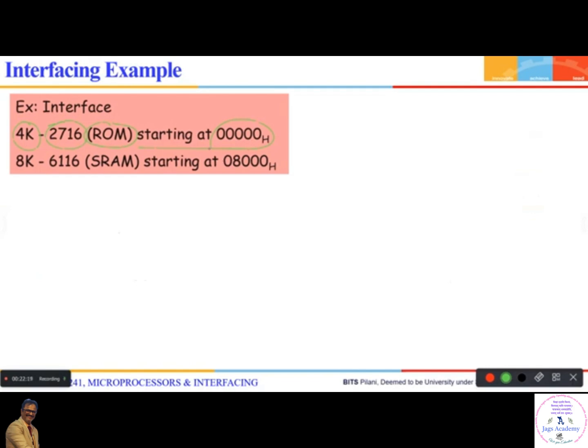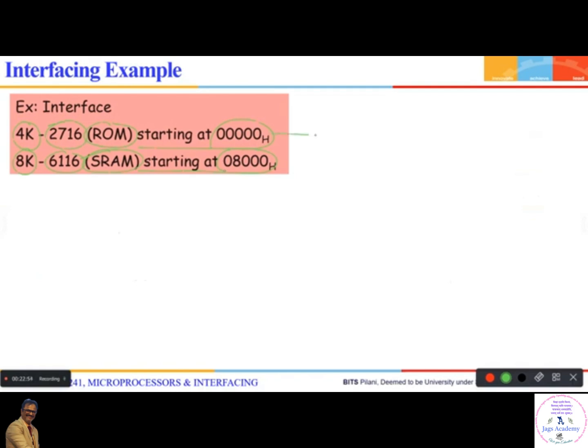Similarly, for the same microprocessor, you have to interface 8K memory. The chip number is 6116, which is an SRAM, starting at address 0800H. This is the specification given, right? You have to interface 4K memory 2716 and 8K memory 6116, starting from the address 0800.